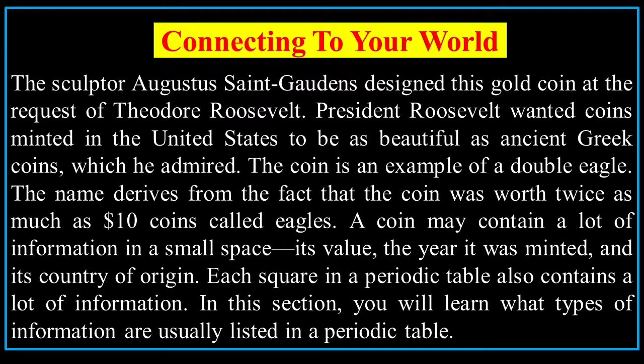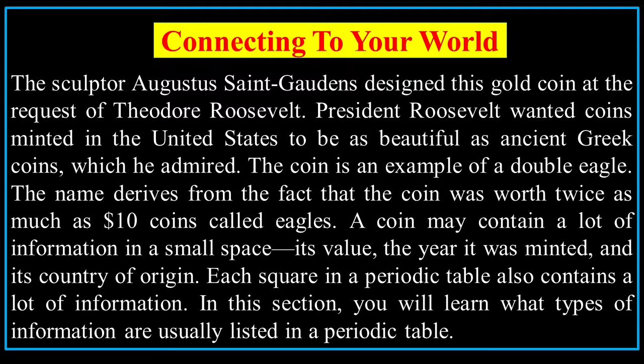The sculptor Augustus Saint Gaudens designed this gold coin at the request of Theodore Roosevelt. President Roosevelt wanted coins minted in the United States to be as beautiful as ancient Greek coins, which he admired. The coin is an example of a double eagle. The name derives from the fact that the coin was worth twice as much as the $10 coins called eagles. A coin may contain a lot of information in a small space. Its value, the year it was minted, and its country of origin.